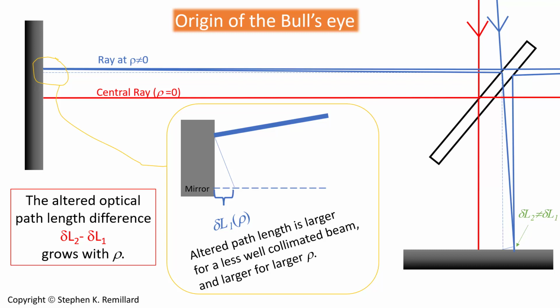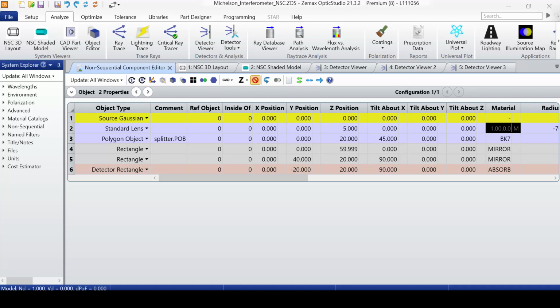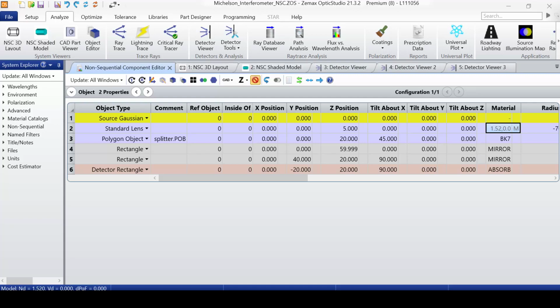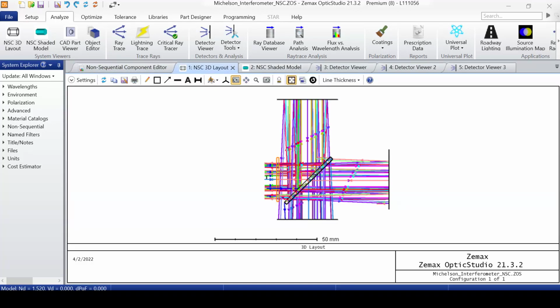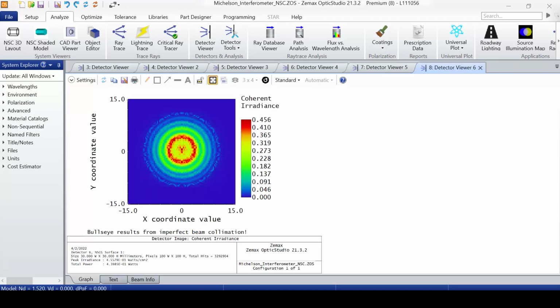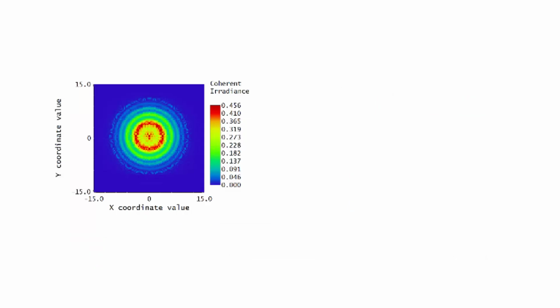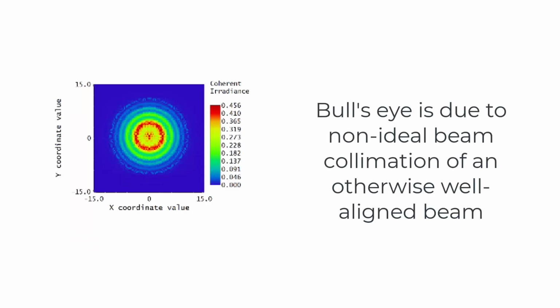collimation gets worse. And now I'm going to change that lens from an index of 1 to a refractive index of 1.52. So it's just like that BK7 that the beam splitter is made from. And you can see the effect in the simulation. Light hits this lens and it diverges, so it's no longer collimated like it was before. The detector shows us this. Now we have fringes. So the bullseye pattern is achieved when the collimation of the laser beam is not ideal.